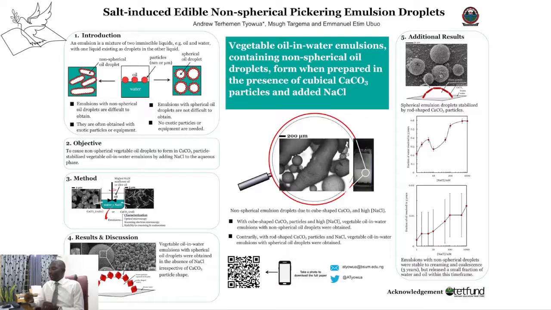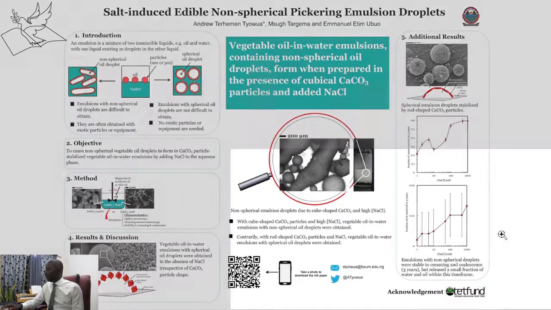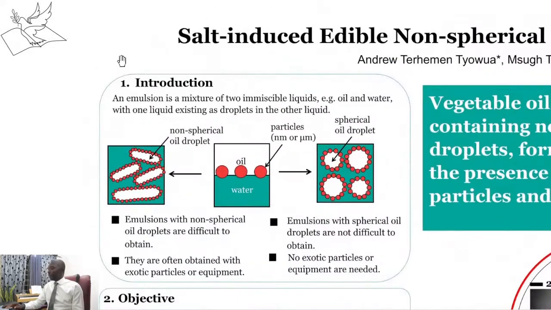As can be seen here for the case of a particle-stabilized emulsion, here is oil, here is water, and the colloidal particles are on the surface there. If this mixture is sheared vigorously, emulsions with either spherical droplets or non-spherical droplets will form, depending on the particle type as well as the sort of equipment used.